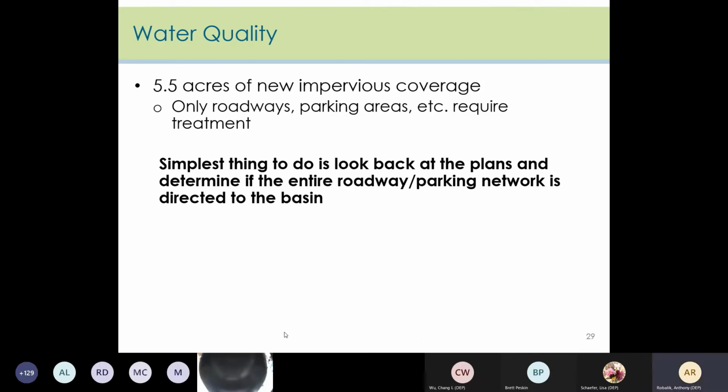So from there, let's move on to water quality quickly. So we already established that the basin is going to get the 80% TSS removal. Right, it's an infiltration basin, and we determined it meets the BMP manual at the time of this review anyway. So it gets 80% TSS removal. So all we really need to do is determine that all the areas that they have to treat are routed to the basin.